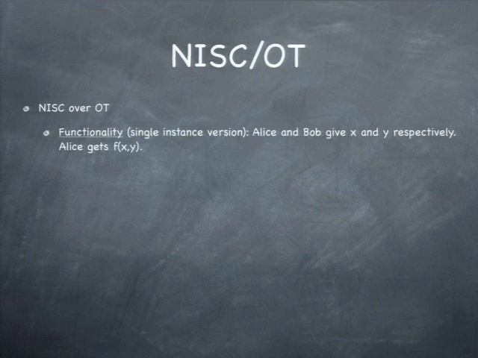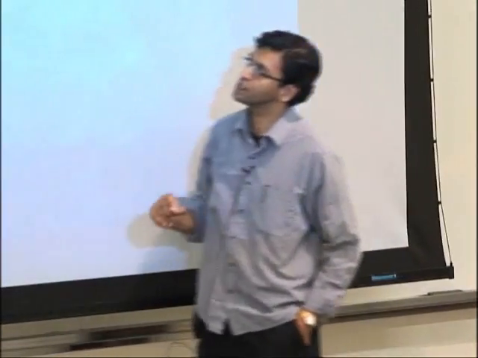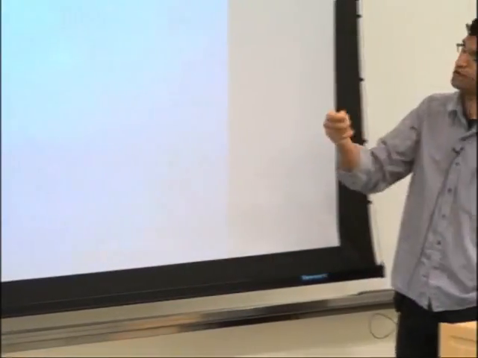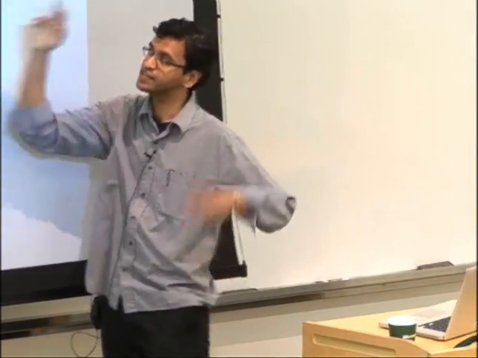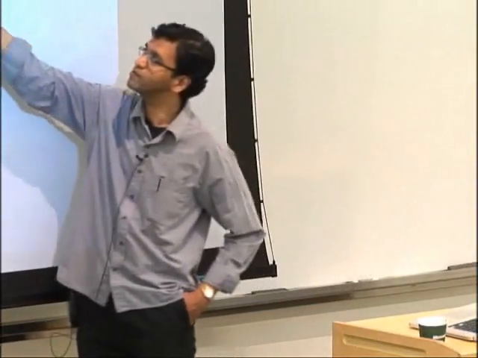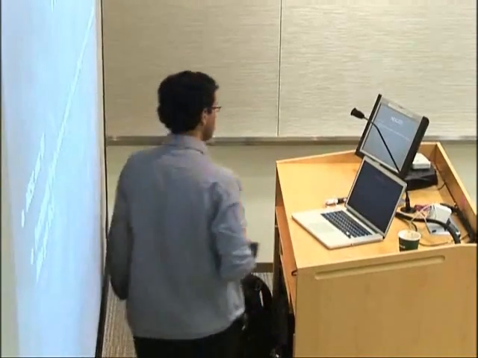So here is the description of what a NISC OT should do. Its functionality. Now I'm describing the single instance version where Alice wants to compute f of x,y only for one y. So, as an ideal functionality, Alice and Bob have their inputs x and y that they give to the functionality, and the functionality should return f of x,y to Alice and nothing to Bob. There is room for Alice or Bob to abort the computation if they want, but the abort should be independent of the other party's input. Okay.